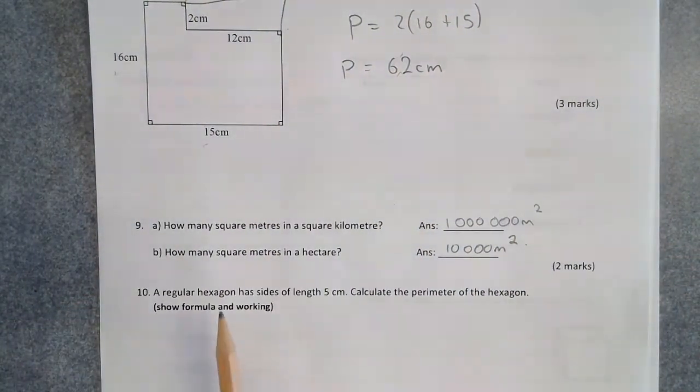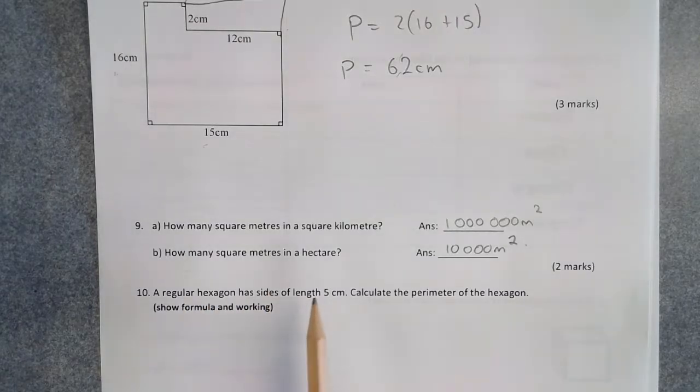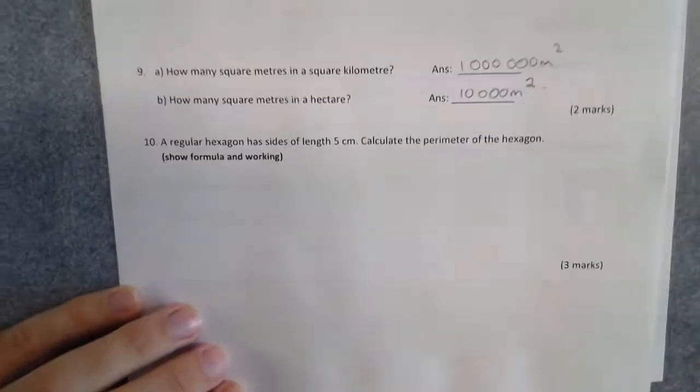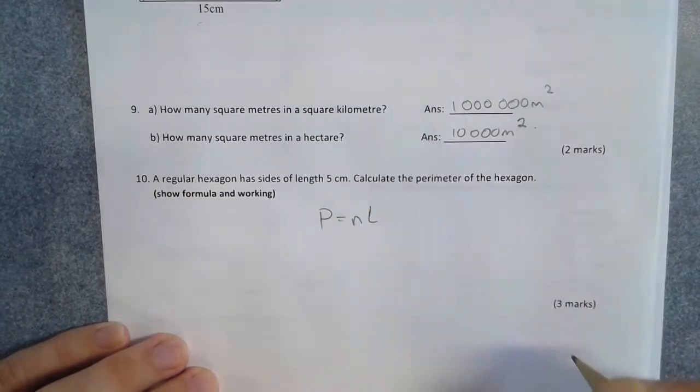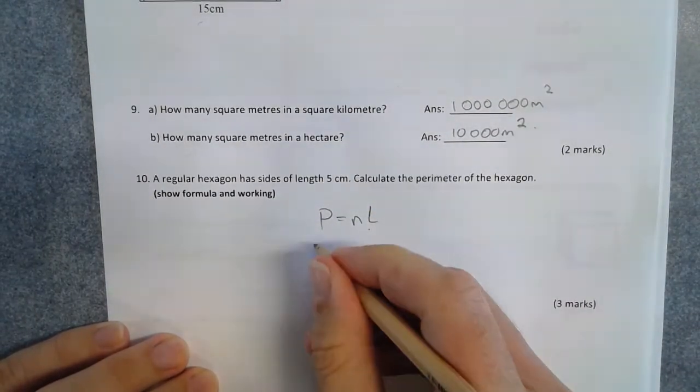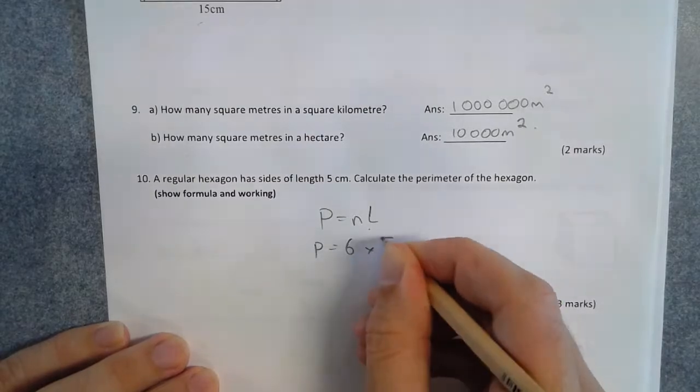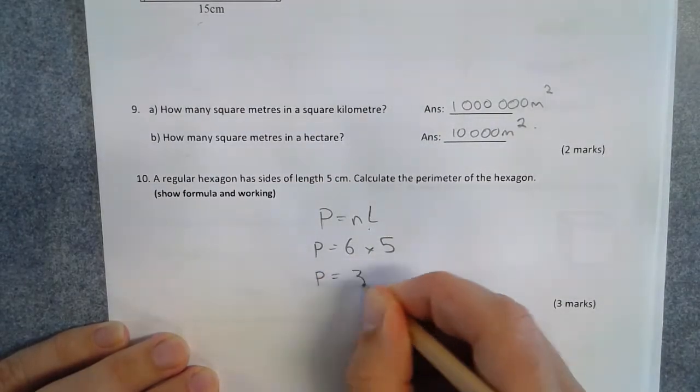Number 10. A regular hexagon has lengths of 5 centimetres. Calculate the perimeter. Well, for a regular shape, the perimeter is the number of sides times the length of the side. Hexagon has 6 sides. They are 5. Therefore, the perimeter must be 30 centimetres.